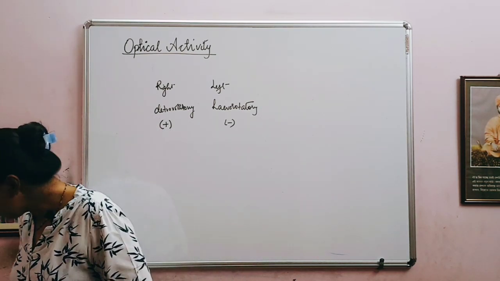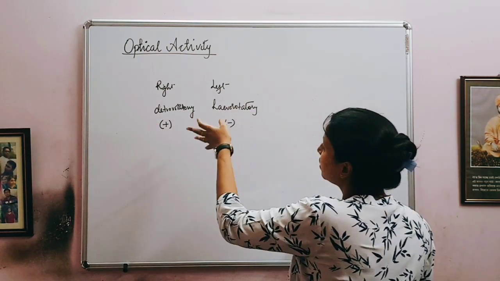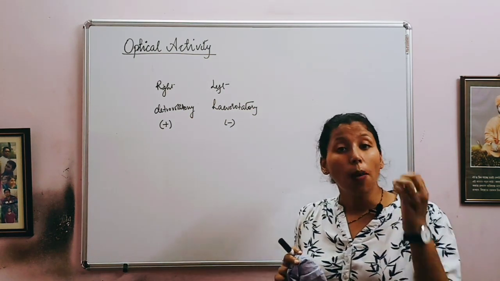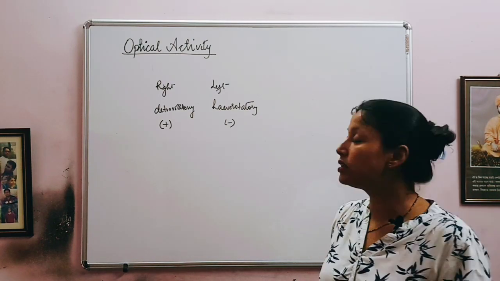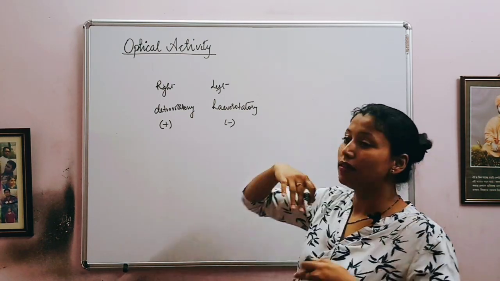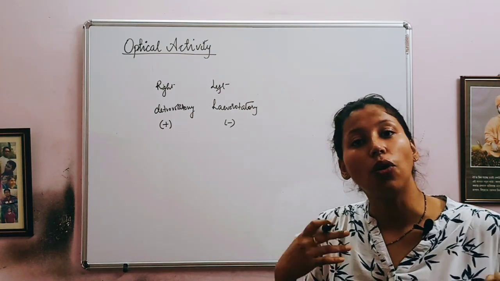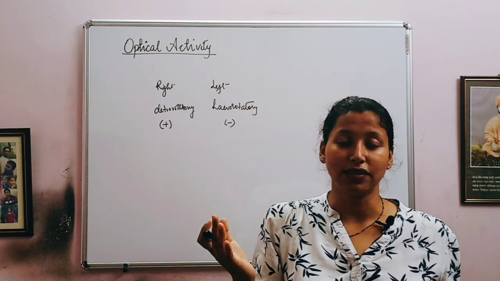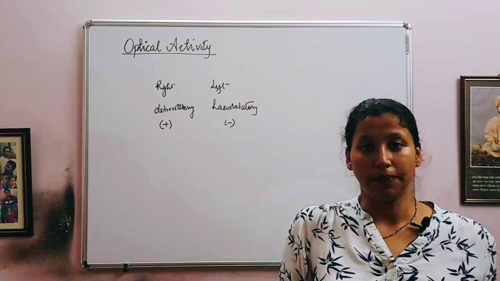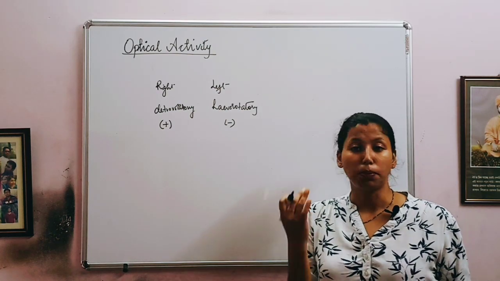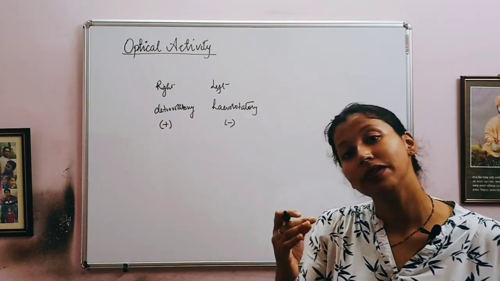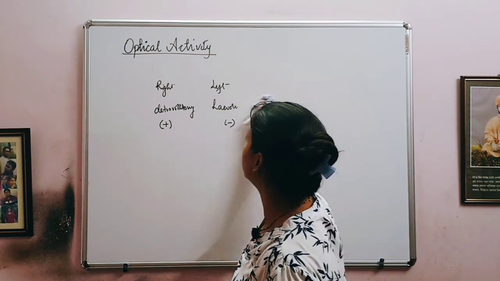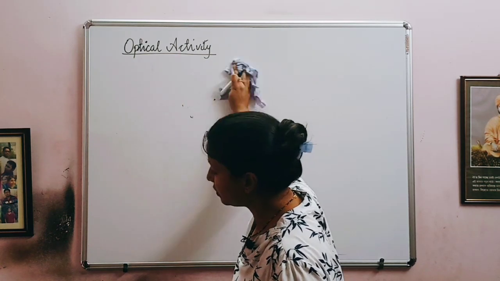Next. So these plus and minus rotations will be called optical isomers. And the property by virtue of which an organic compound will show rotation in the plane of polarized light is called optical activity. These definitions of optical activity and optical isomerism I'll give in the notes. So they will be optical isomers.